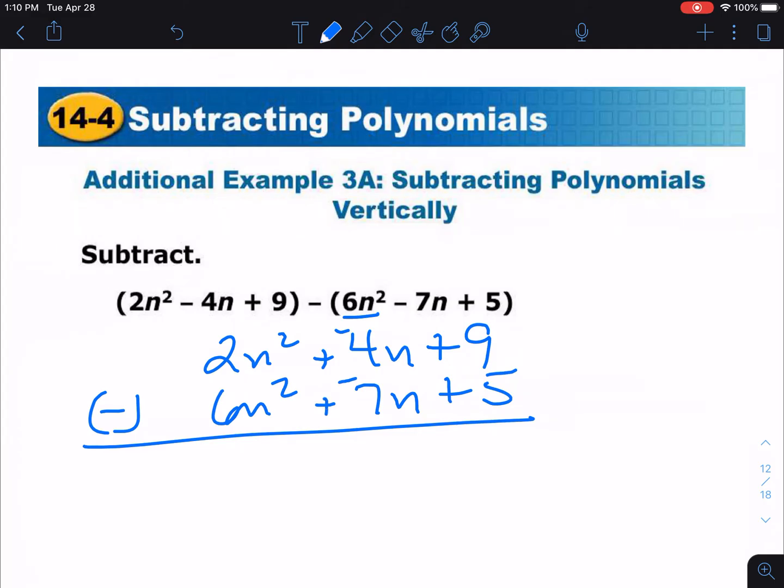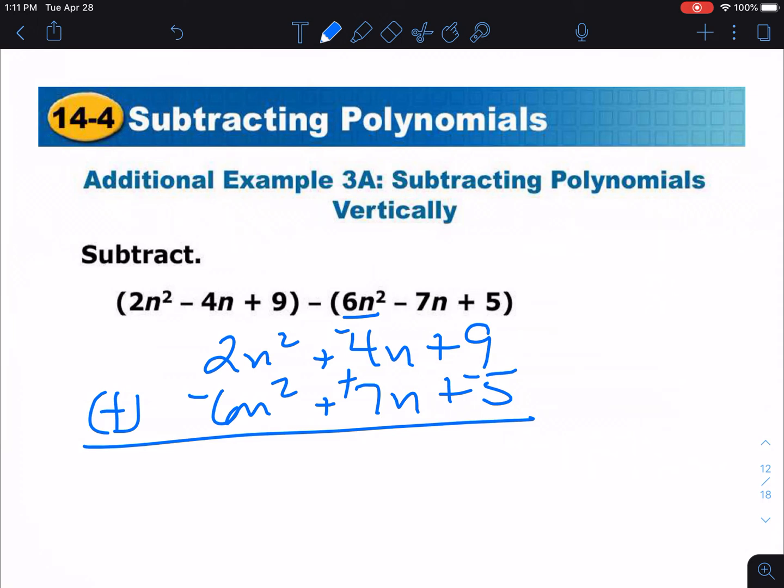Now I go to the one that's in the middle. The one here is on the outside. So I change it to addition, and then everything in the next set that's right past it, you change to its opposite. So the 6 turns negative, the 7 turns positive, and the 5 turns negative. Now we're ready to combine like terms. The only advantage in this is that the like terms are already lined up with each other, so it makes it a little easier that way.